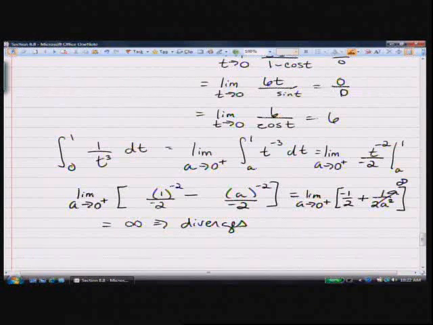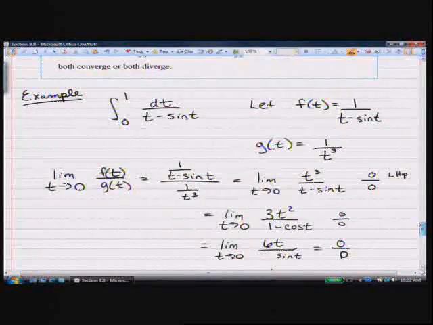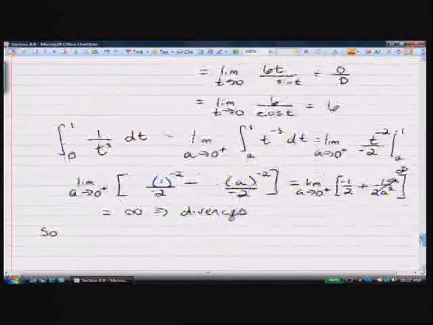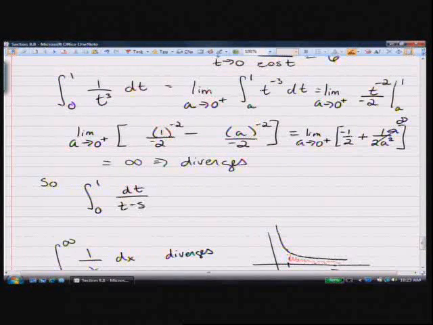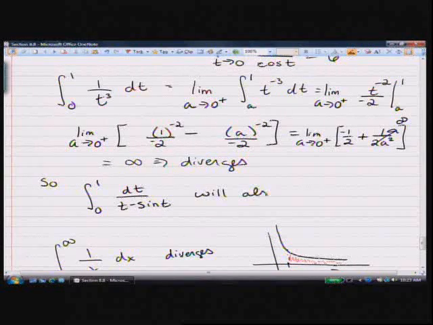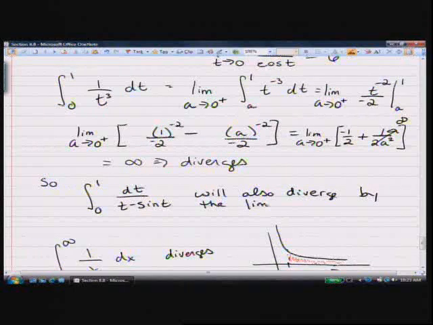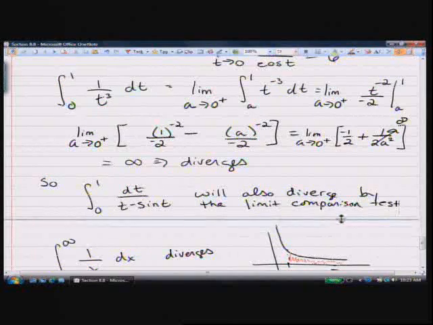Right? So if it diverges, we can say that the integral that we were given, the integral from 0 to 1 of dt over t minus sine t, will also diverge by the limit comparison test. Okay?